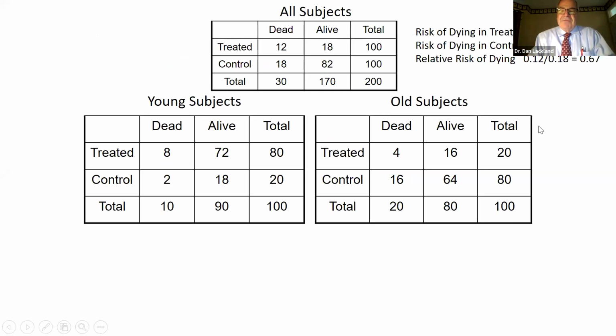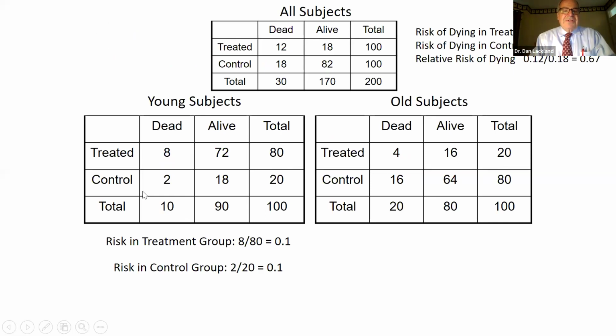Let's see what it looks like when we stratify by condition. In our risk group, in the young people, 8 over 80, we come up with a 0.1 risk. In the control group, 2 over 20, we again come up with 0.1. So really at that point, we're not seeing much of a factor.